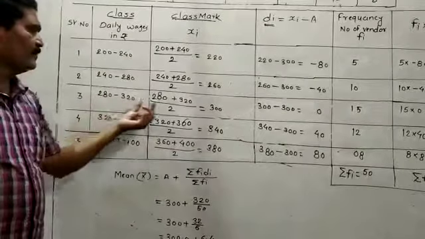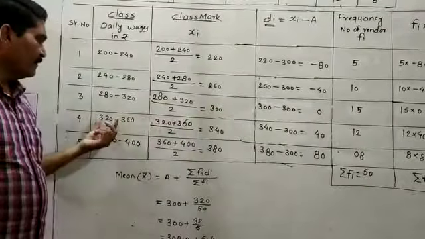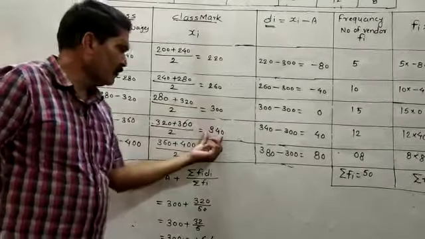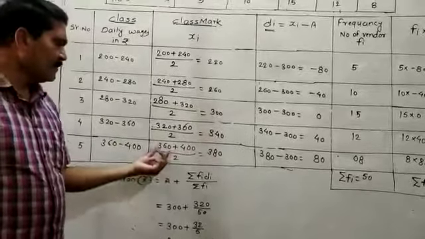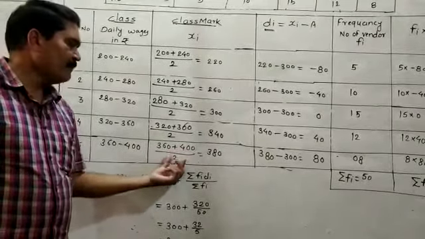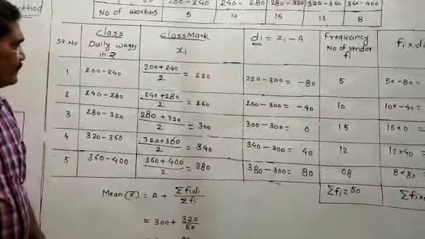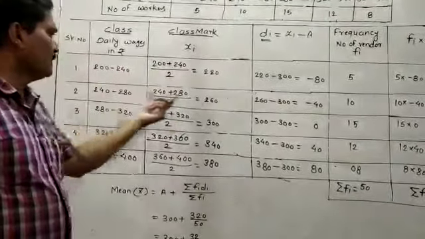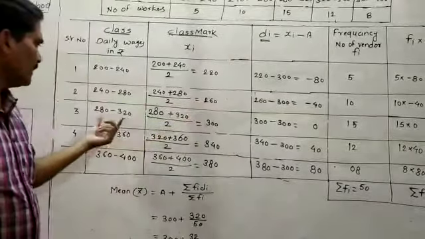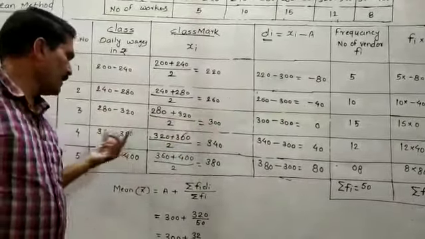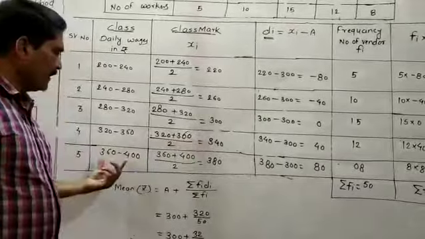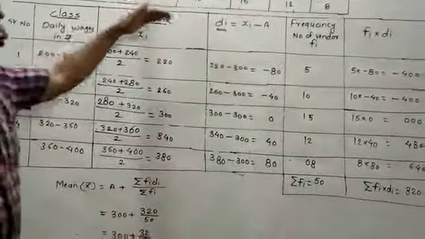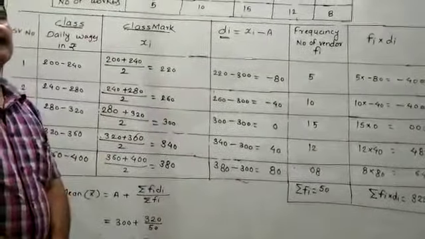280 plus 320 divided by 2, we will get the class mark 300. 320 plus 360 divided by 2 is equal to 340, and 360 plus 400 divided by 2 is equal to 380. Means the class mark of this class is 220, of this class is 260, of this class is 300, of this class is 340, and of this class is 380.